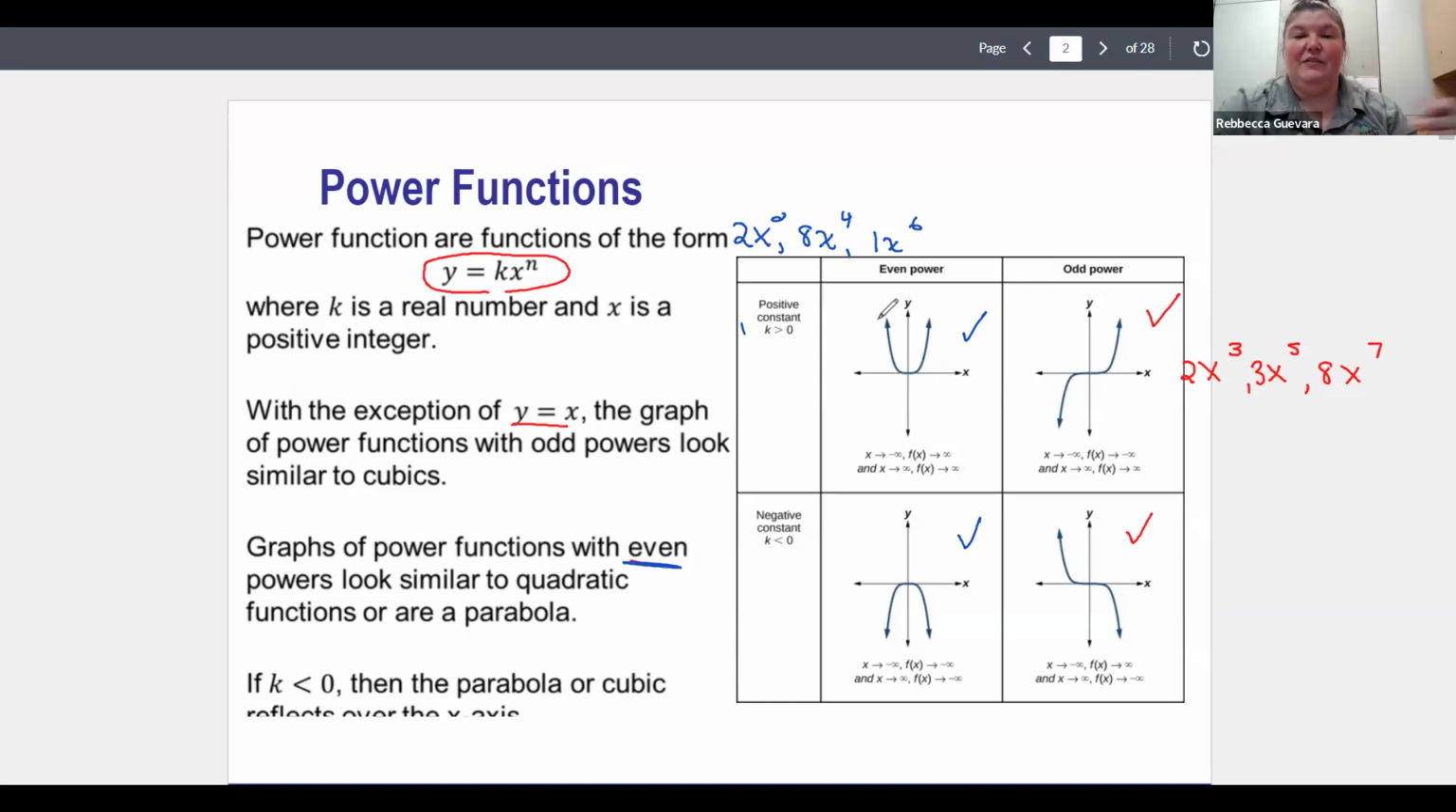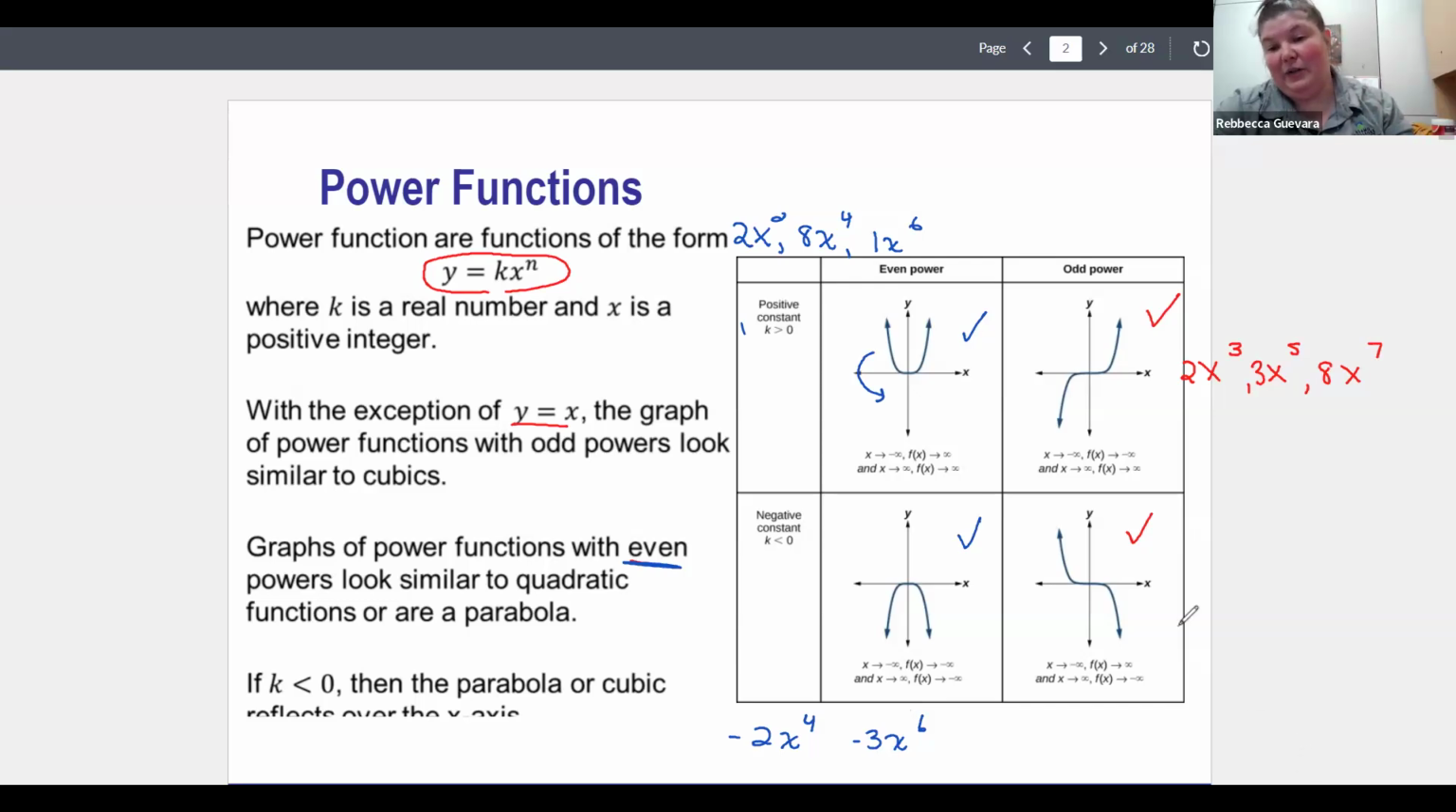When you get negative coefficients, each one of these graphs is going to reflect over the x-axis. That's how your even powers end up opening down like this. So this is if you have negative coefficients out front. As long as the degree, or power, is an even number, it's going to be a parabola. What that coefficient does is, if it's positive, it opens up. If it's negative, it opens down.